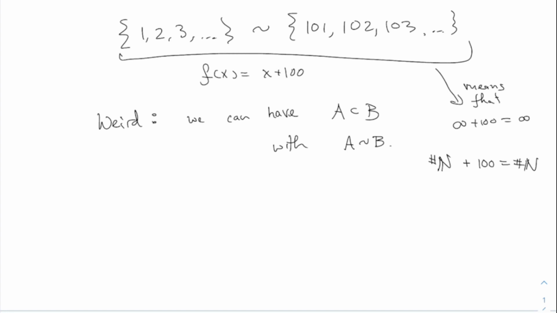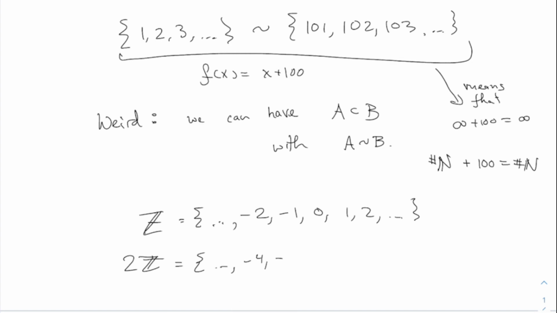Here's another example. How about Z? That's the set of all integers. I'll write it like dot dot dot, minus 2, minus 1, 0, 1, 2, dot dot dot. This is Z. And how about 2Z? This would be all the even integers. Minus 4, minus 2, 0, 2, 4, and so on. Right?